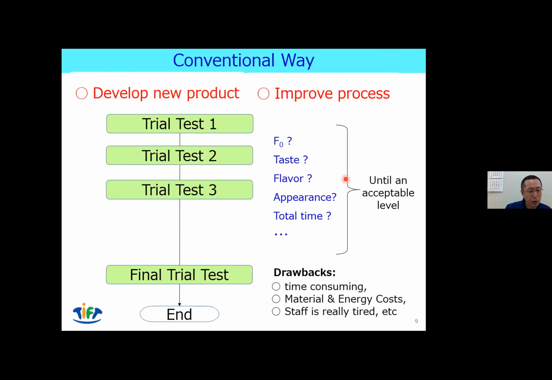Now, let me show you the conventional way of how we develop our new product or improve our thermal process. As you can see, we run several tests, which makes the process very time-consuming. The process becomes material and energy-consuming, and our staff gets very tired because they run a very large number of tests until they get an acceptable level of quality, making it time-consuming as well.